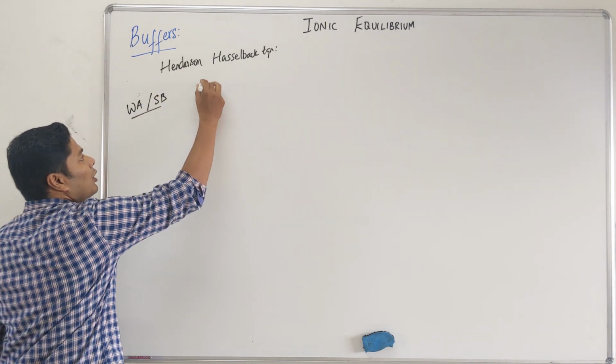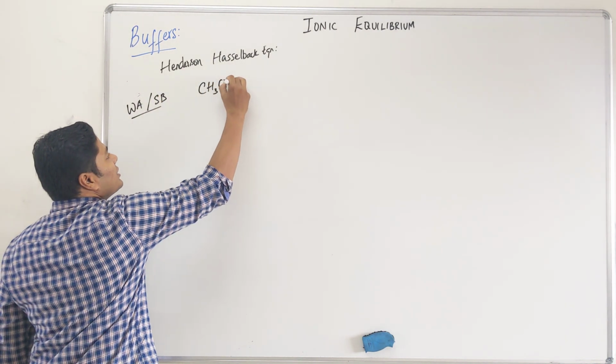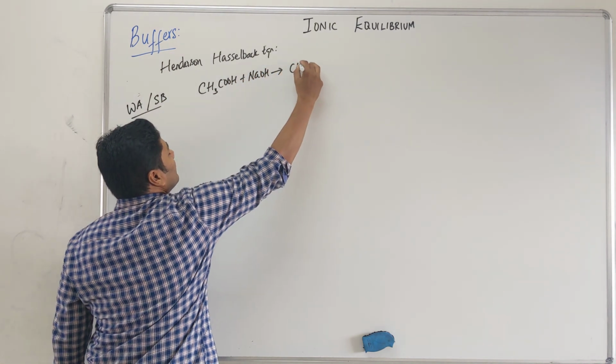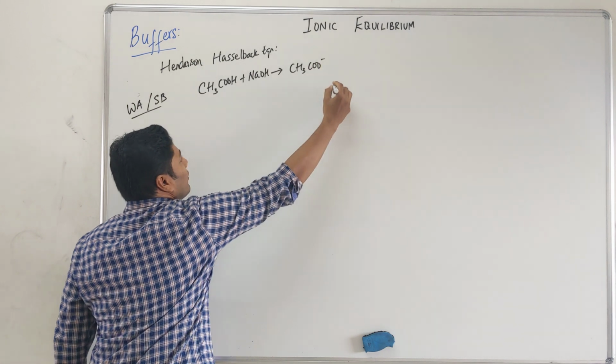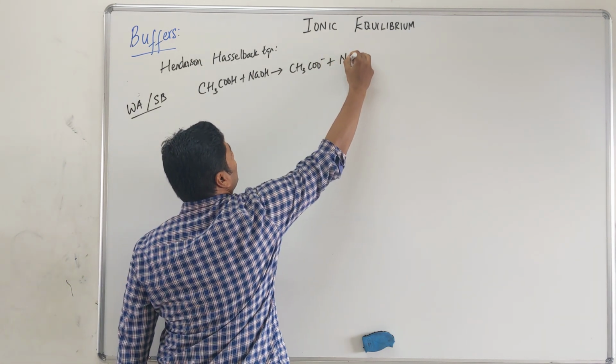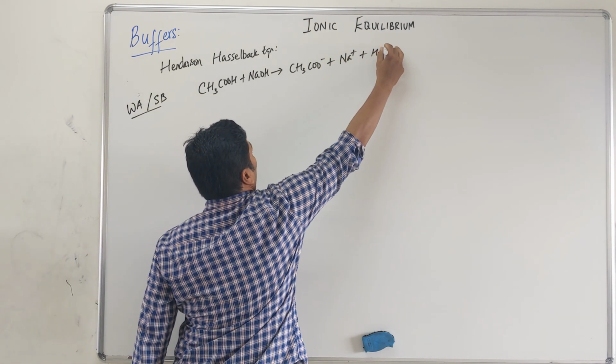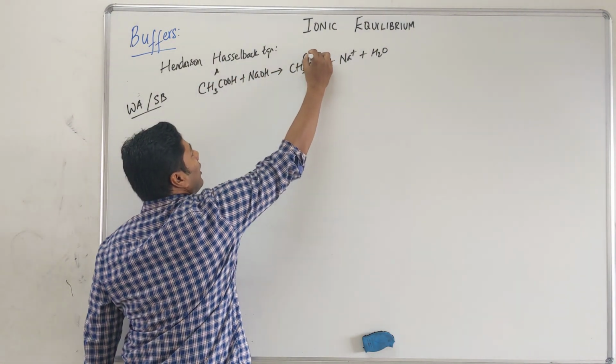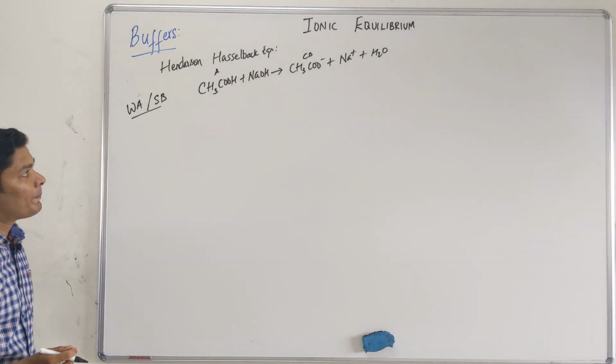Now, weak acid and strong base, we add. CH3COOH plus NaOH gives you CH3COO minus plus Na plus plus water. So this is the acid, and this is the conjugate base.